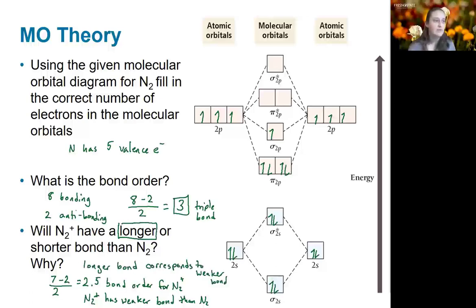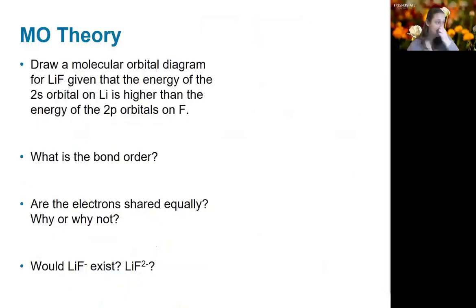N2 minus, by the way, would also have a weaker bond, but for a different reason. In N2 minus, we would be adding an electron to a pi star orbital. So removing an electron from a bonding orbital or adding an electron to an antibonding orbital both result in a weaker bond. For this last problem, now you get to draw your own molecular orbital diagram for lithium fluoride.